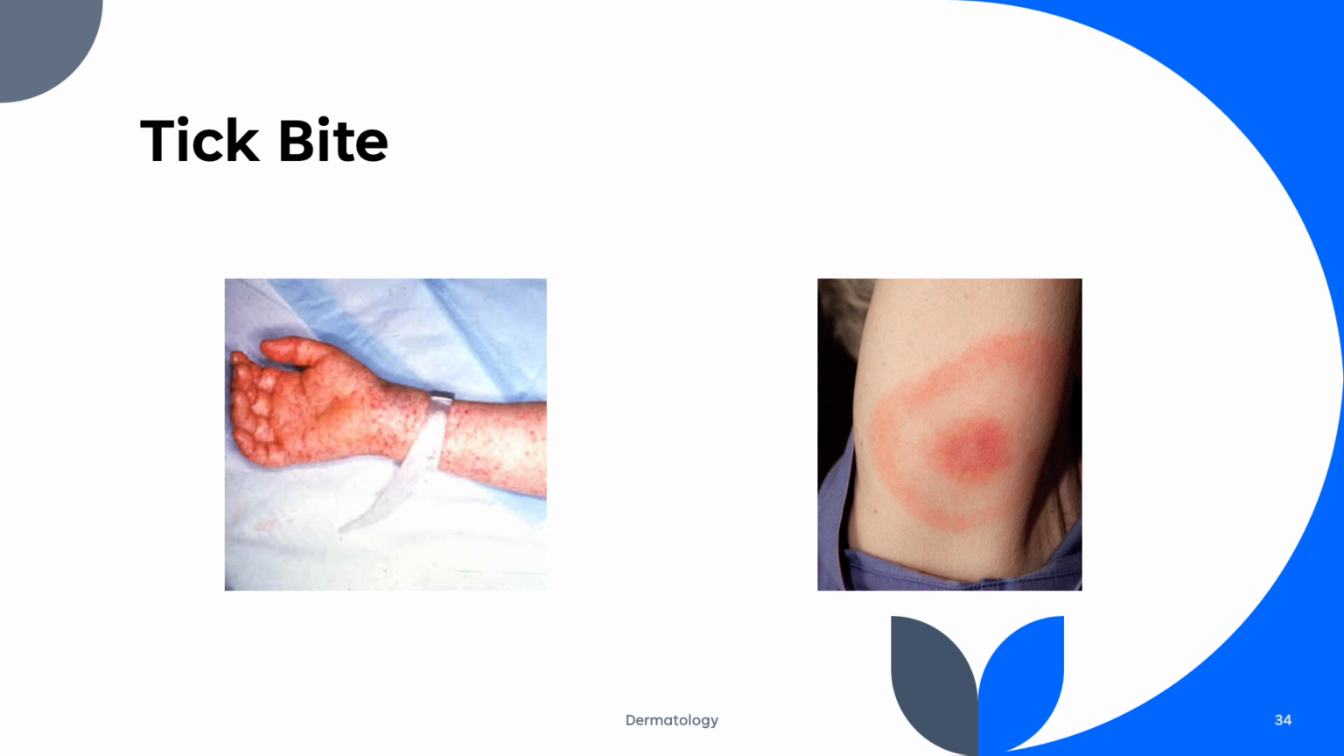Rocky Mountain spotted fever is transmitted by dog ticks and wood ticks, and they present with symptoms such as fever, headache, rash, and abdominal pain, usually appearing 2 to 14 days after the bite. Treatment for Rocky Mountain spotted fever involves doxycycline, typically 100 milligrams twice daily for 5 to 7 days. It is important to note that this treatment is effective even in children, as the benefits far outweigh the risks.